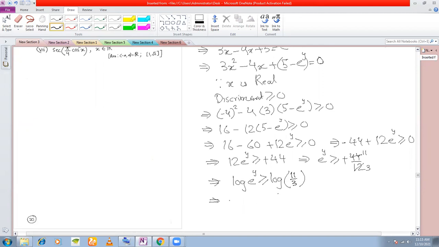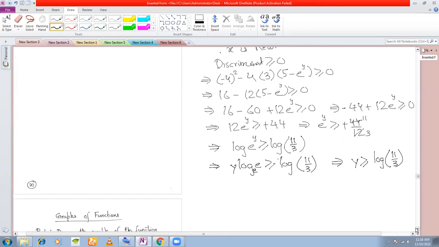Now, what does this mean? This means y log e is greater than or equal to log 11 by 3. That means what is the value of log e? Because the base is e and log e to the base e must be equal to 1. So y is greater than or equal to log 11 by 3, right? Because when we're talking about logs, we talk about base e.